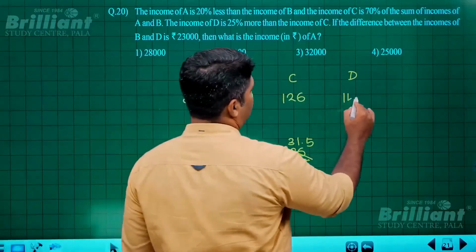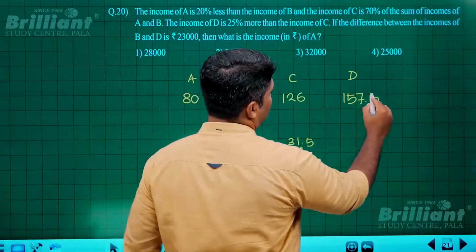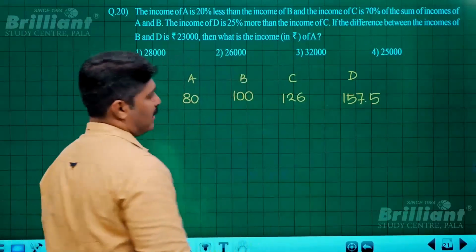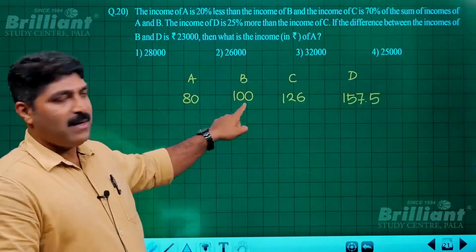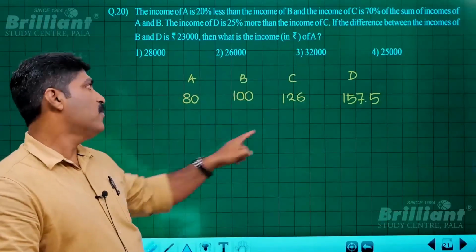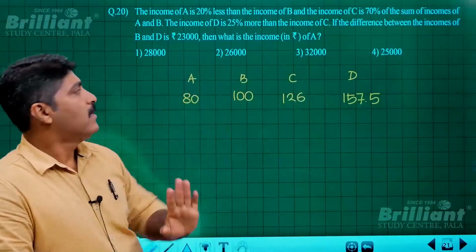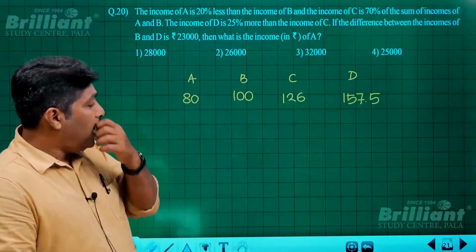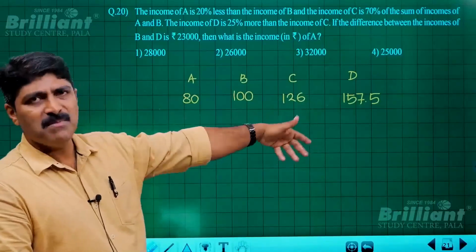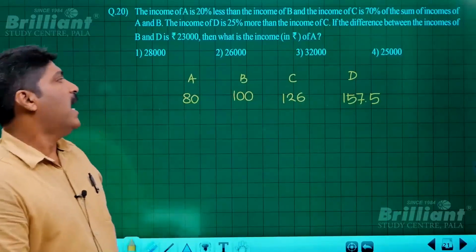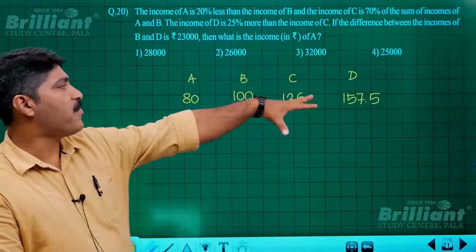So this value is 157.5. So we have the values like this. Got it? We started from here, then move to A, then move to C, then move to D. So these are the representative values. Again, don't be irritated while we are doing with some of the decimal values. In some situations, it will occur like that. Otherwise, you have to start with the 200. That won't be a problem.